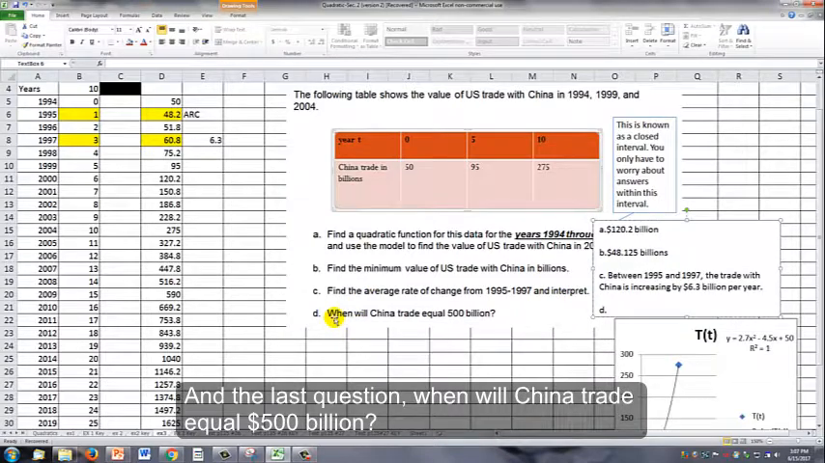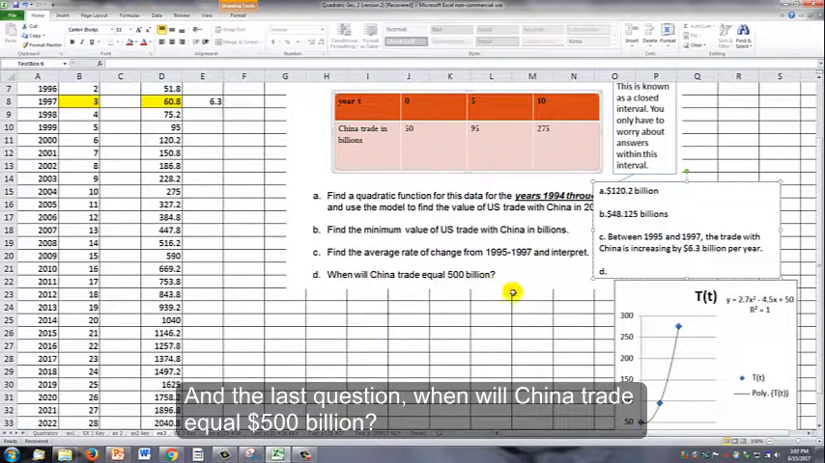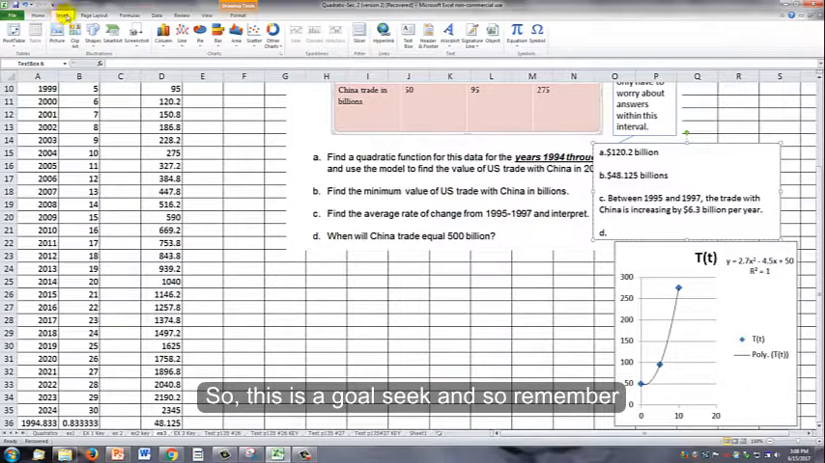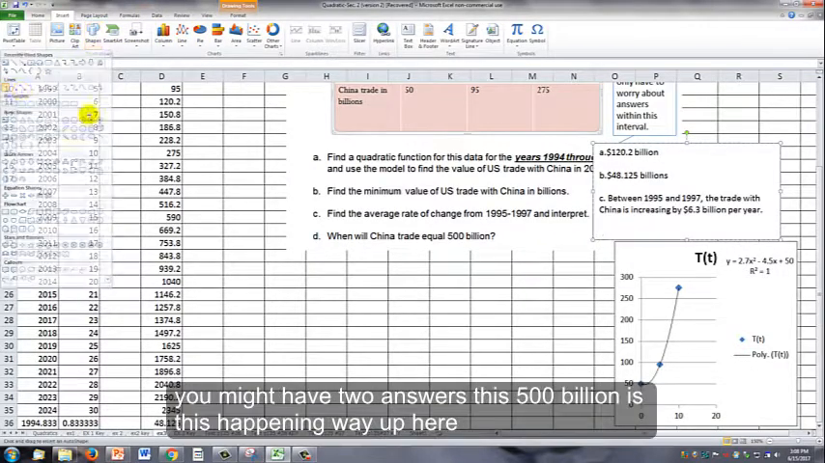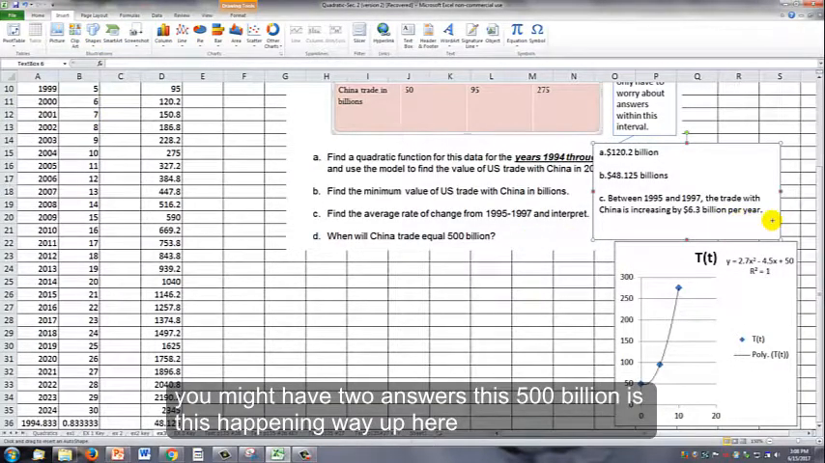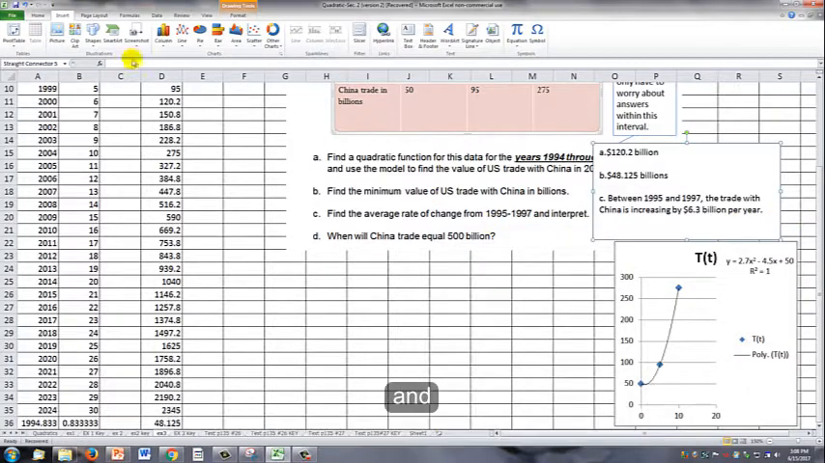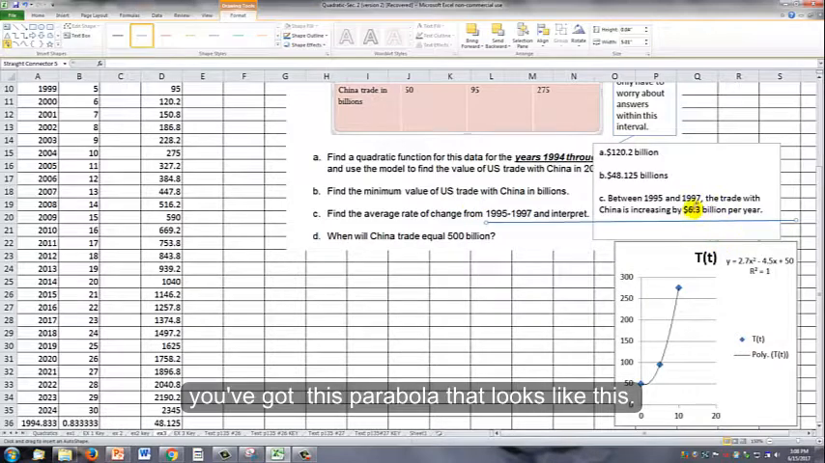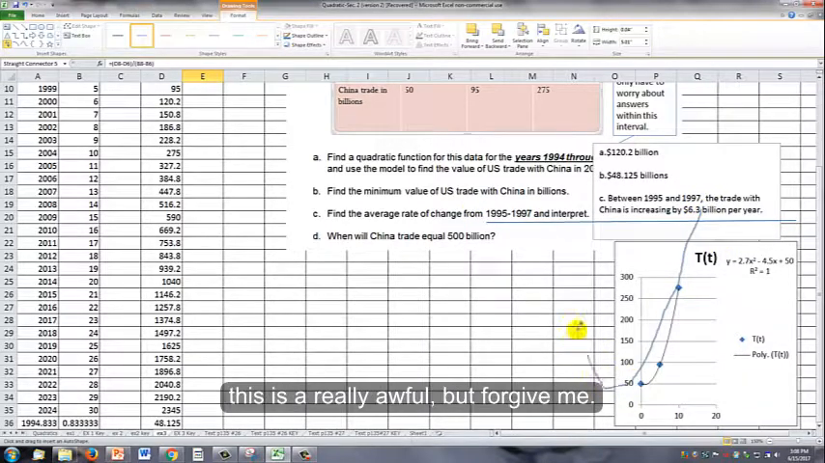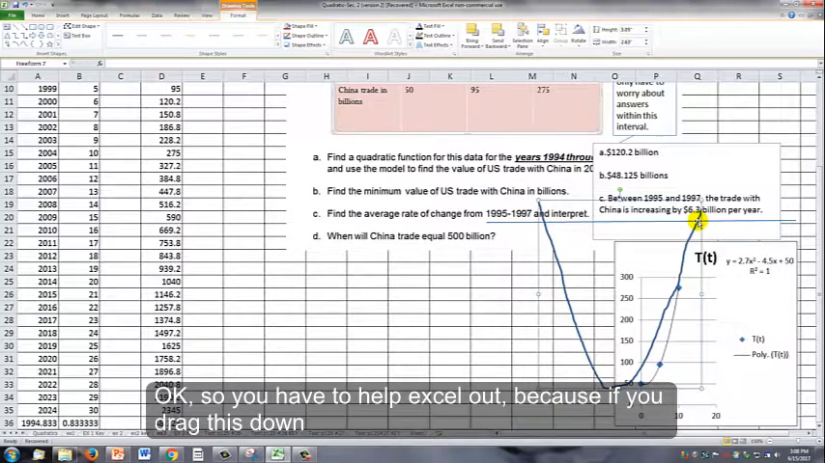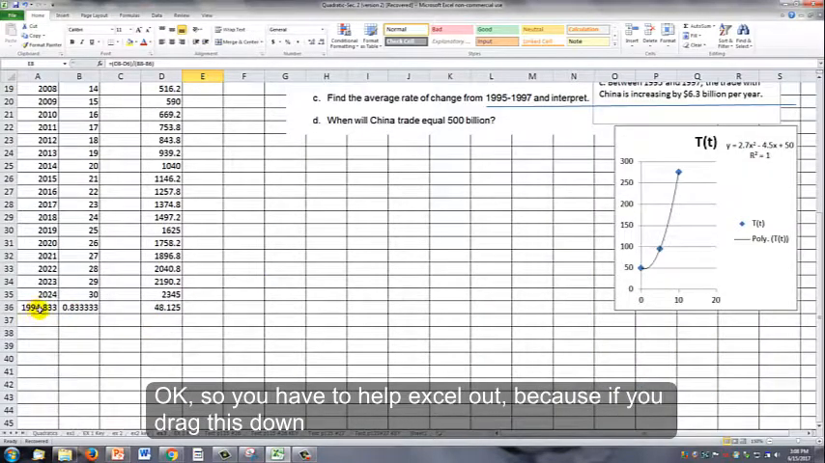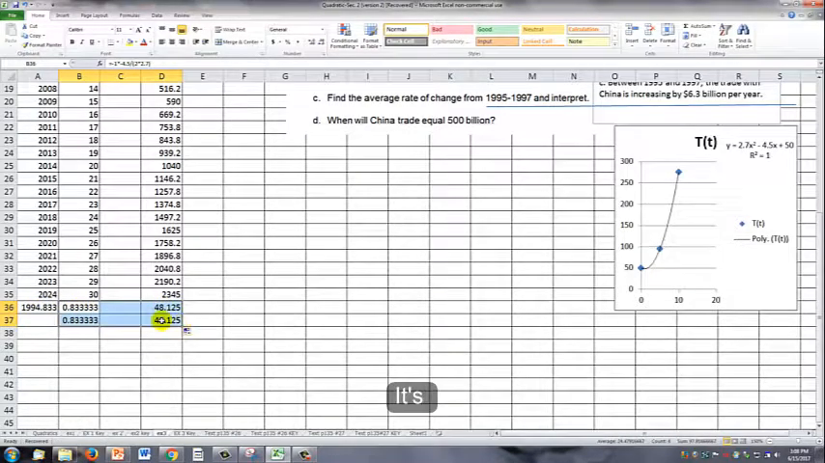And the last question, when will China trade equal 500 billion? So this is a goal seek, and so remember that with a quadratic you might have two answers, because 500 billion is happening way up here, and you've got this parabola that looks like this. This is really awful, but forgive me. So you could have the answer here, or you could have an answer here. Okay, so you have to help Excel out, because if you drag this down, it's going to think that there's 0 here.